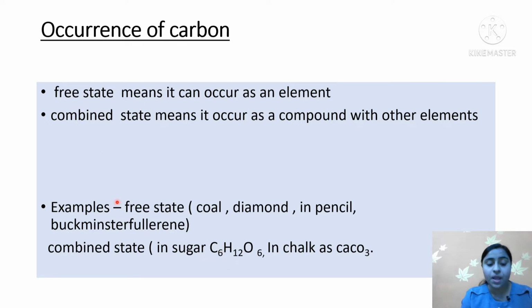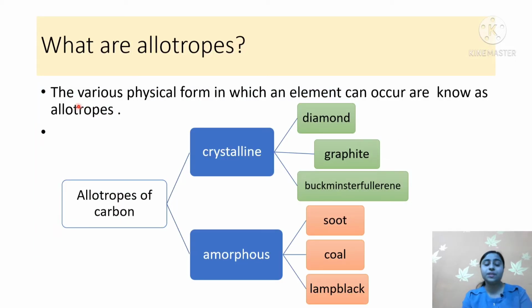Okay. And what are the examples of free state? Students, you can find carbon in diamond, in pencil. Actually, in pencil, graphite is present. Buckminster fullerene and in coal. Here you can see carbon in the elemental form. Okay. Now students, here is our topic, that is, what are allotropes. So students, the various physical forms in which an element can occur are known as allotropes.